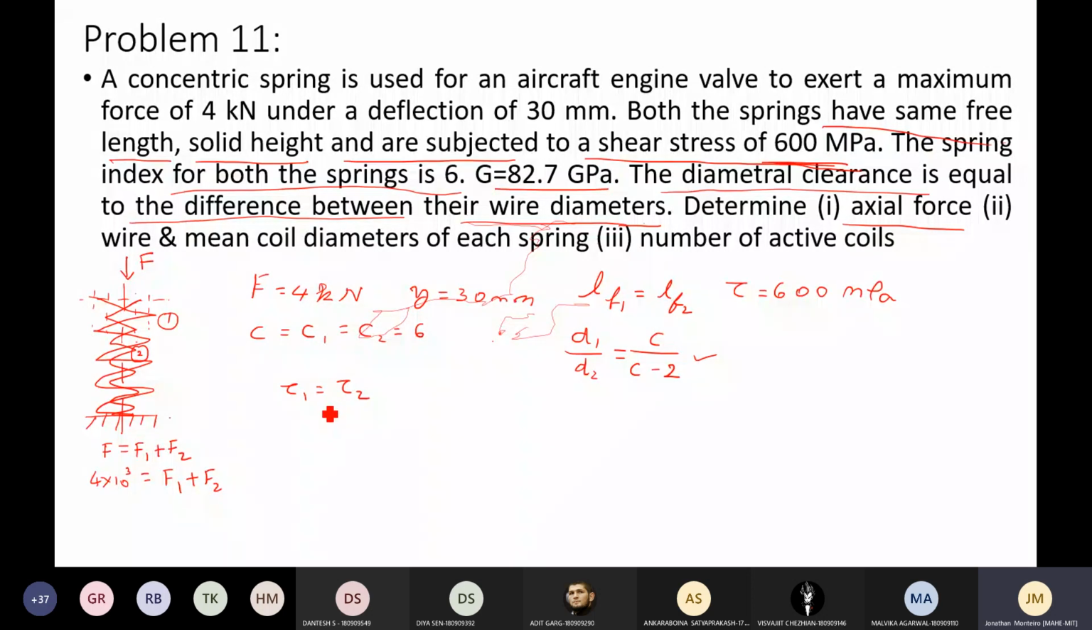Okay, so let us write some of the concepts here. That is tau 1 is equal to tau 2. What is tau in effect? It is 8FDK by pi d cubed. I'll write it on both the sides because we are dealing with F1, D1 and K1 here. And this is also equal to 8 F2 D2 K2 by pi D2 cubed.